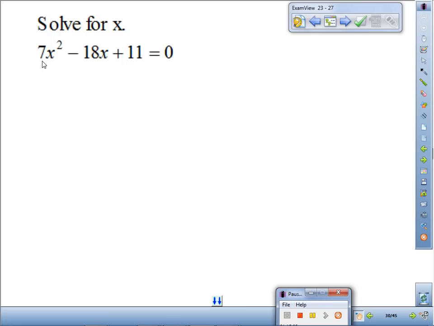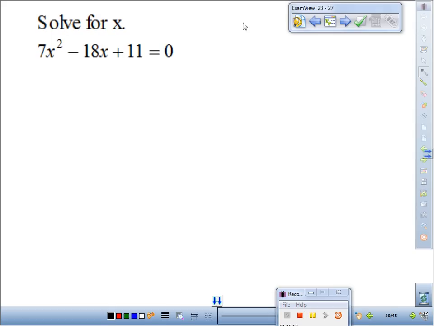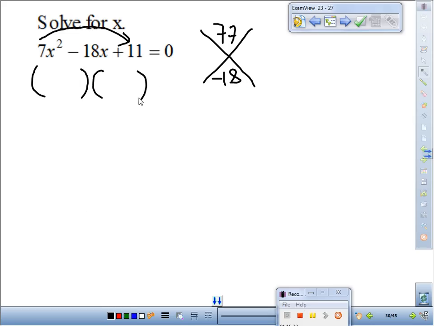So this one does have a leading coefficient, which means it's going to be a little bit different. We get our Power Rangers going, but this time we multiply the first times the last. That gives us 77, and it's negative 18. I'm going to open two parentheses here, equal to 0. And did we check for GCF? Is there GCF? No, that's the first thing we should check. So no GCF. Factors of 77 that give us a sum of negative 18. Yes, negative 11 and negative 7, okay?